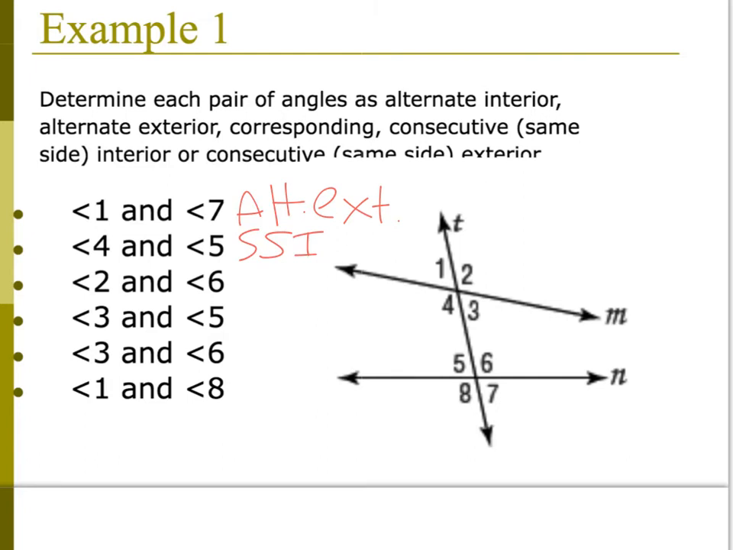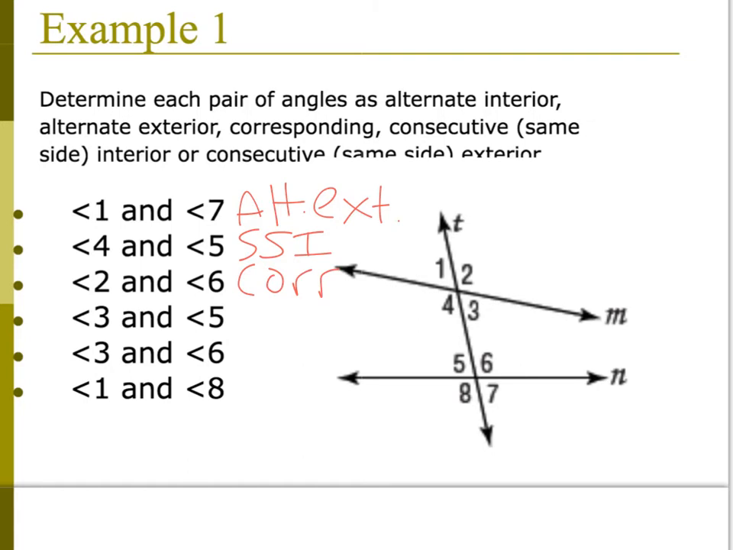There we go. Same side interior, or consecutive interior, but I will refer to it as same side. Alrighty, 2 and 6. 2 and 6 are corresponding angles. They are in the same position. 2 and 6 are both in the top right of their group of 4.